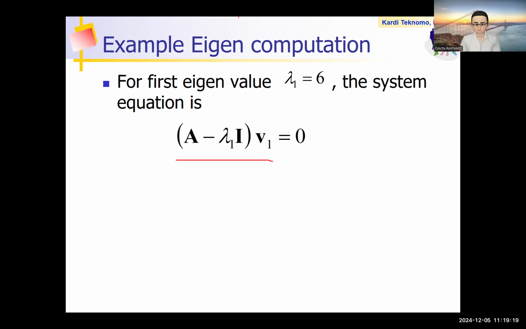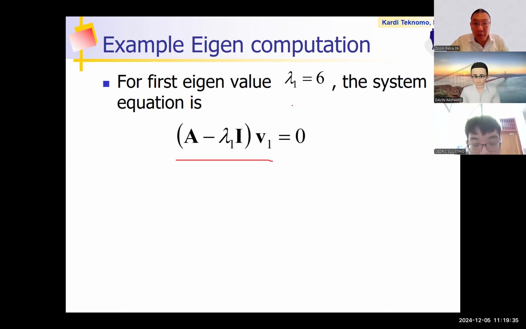Okay. Can you try to solve? So you put lambda 1 equal to 6. Okay. So you put it A minus 6 times I. Okay. You want to find V1.